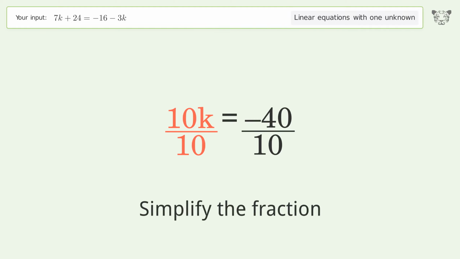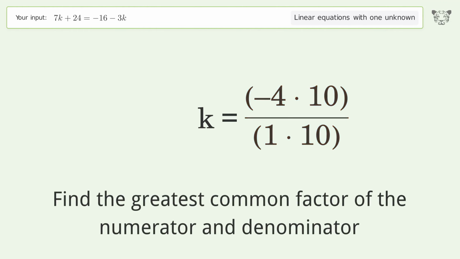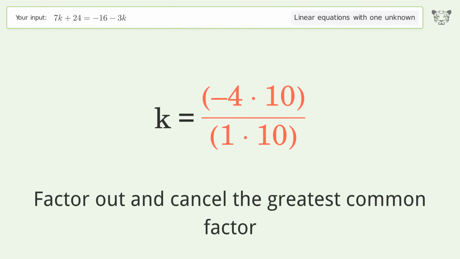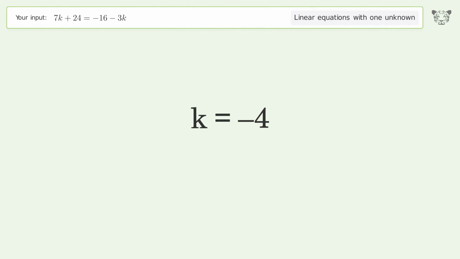Simplify the fraction. Find the greatest common factor of the numerator and denominator. Factor out and cancel the greatest common factor. And so the final result is k equals -4.